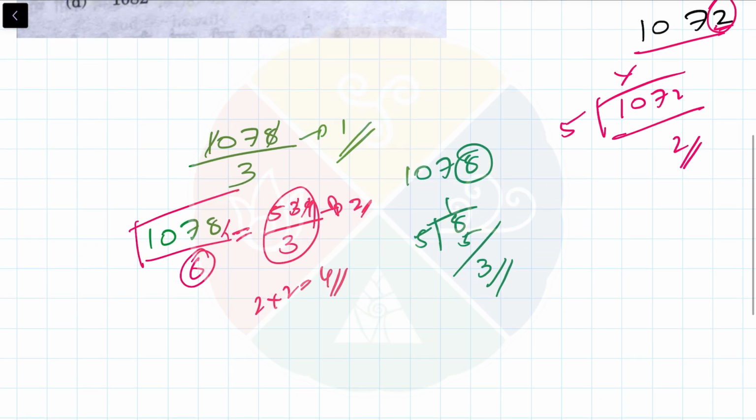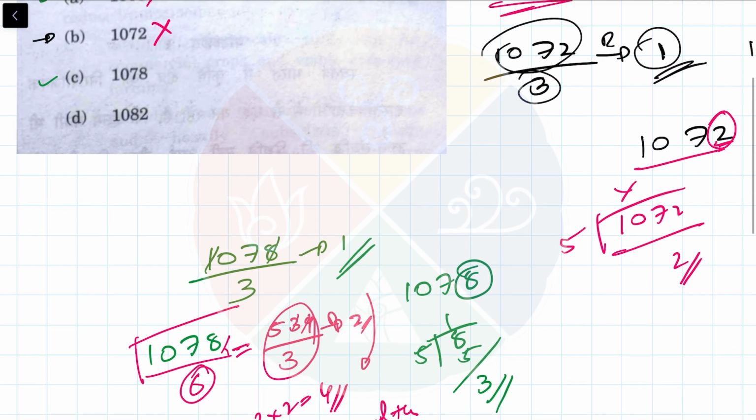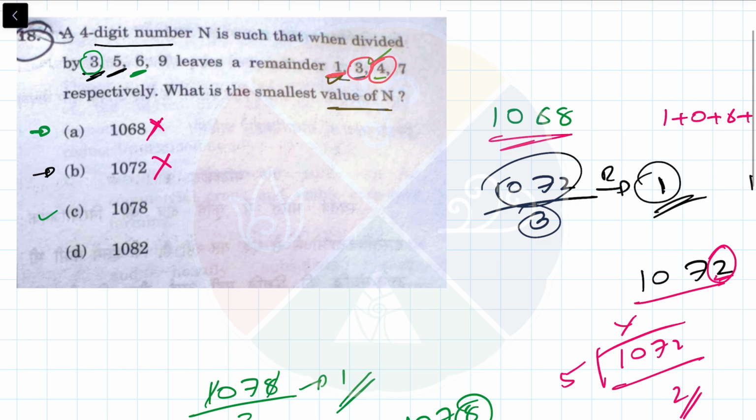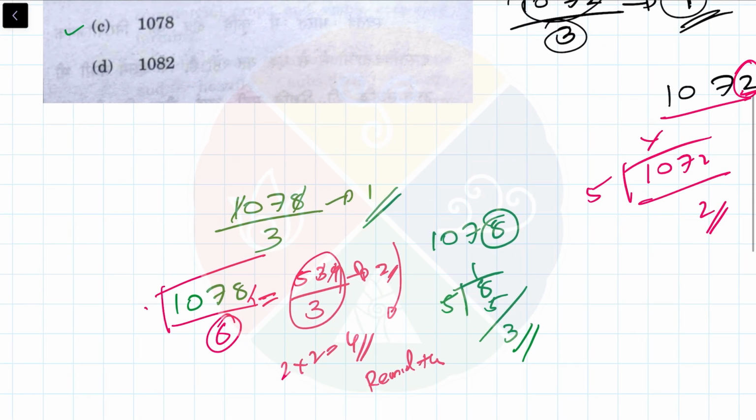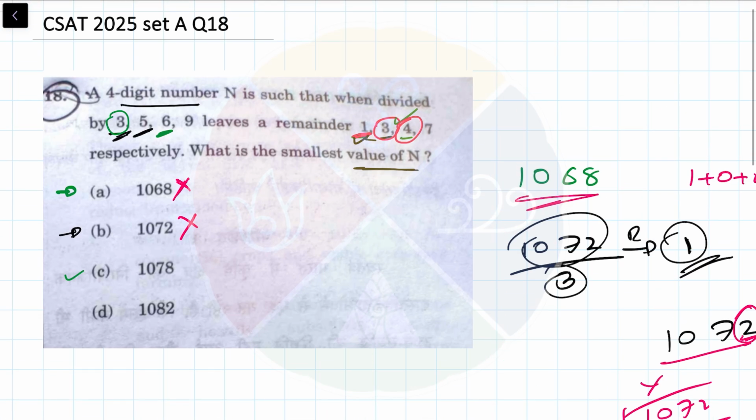You can simply check this by dividing directly. This is a trick which I used from the remainder theorem. Again, we don't have enough time in this video, so I'll cover that as a separate thing. You can simply divide this value by 6 and see what remainder you get. It's again 4. That is also fine.